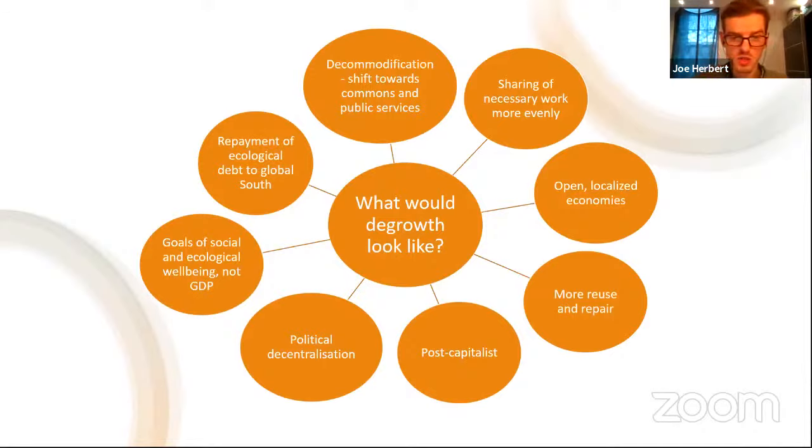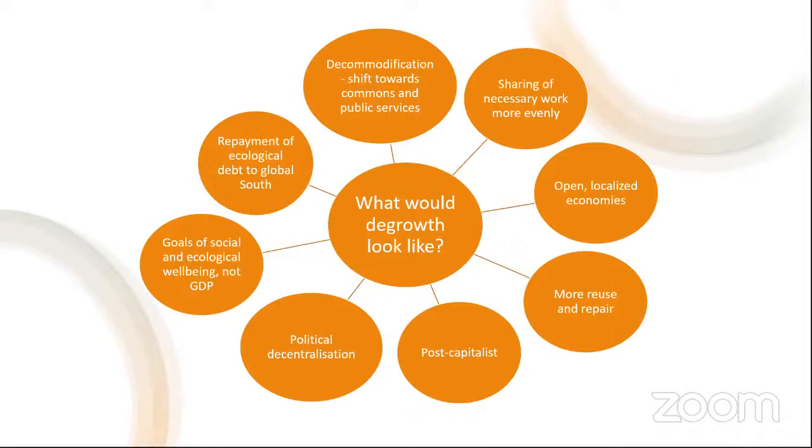Political decentralization as well is a big part of degrowth visions. So giving more autonomy to local communities. Moving away from GDP as a metric towards different measures of social and ecological well-being. And then also things like repayment of ecological debt to the global south from the global north because of the vast disparities for historical ecological impacts that I've shown before.